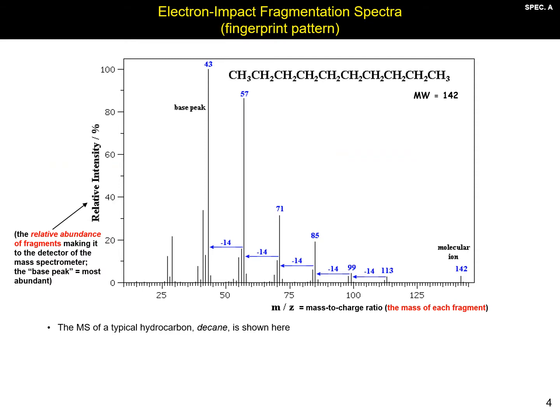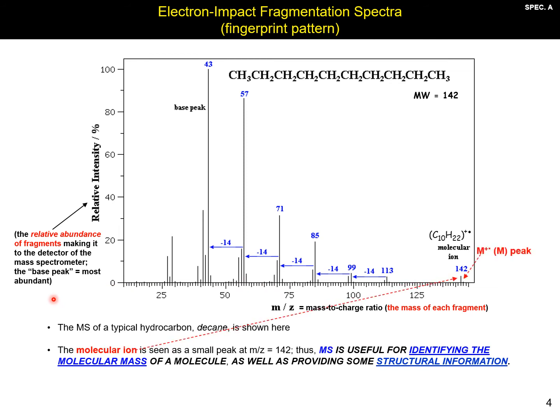The typical mass spectrum is shown here. This one is for decane. You can see that on this axis we have the m/z, or mass to charge ratio, which indicates the mass of the ions that are present, and on this axis you have the relative intensity, which corresponds to the relative amount of each of these fragments that are present.